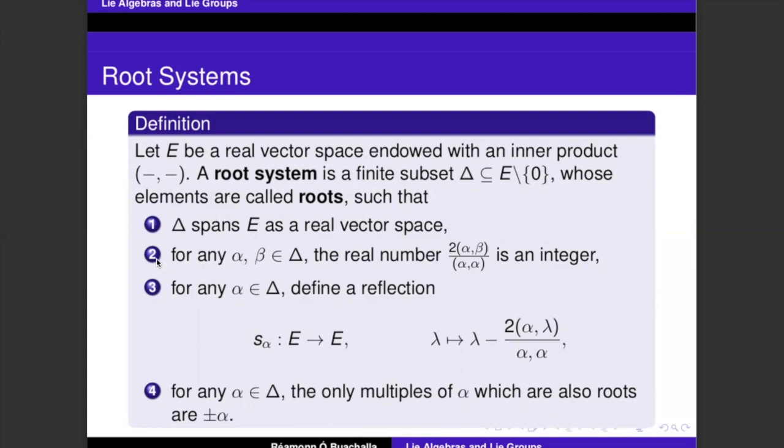Now a root system is going to be a finite subset of the real vector space, and we call the elements of this finite set roots. It's not a finite dimensional subspace, but just a finite collection of vectors inside, satisfying certain conditions. The first condition is that the vector space generated by this finite set is in fact the entire vector space.